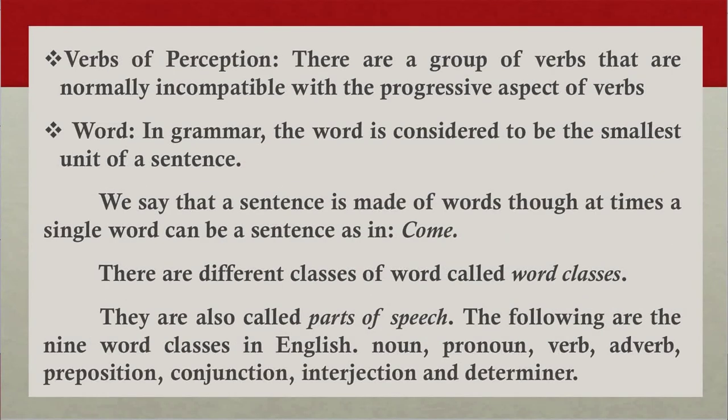Verbs of perception. There is a group of verbs that are normally incompatible with the progressive aspect of verbs. Word. In grammar, the word is considered to be the smallest unit of a sentence.